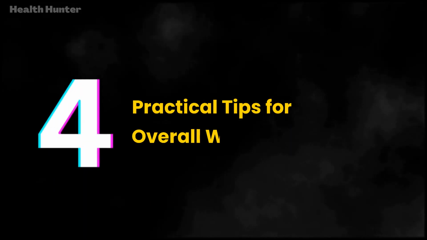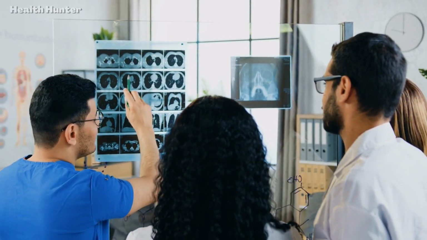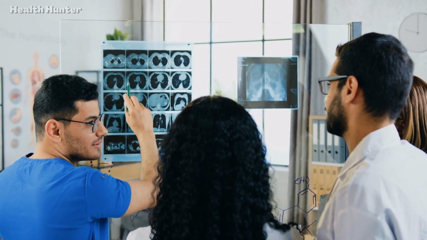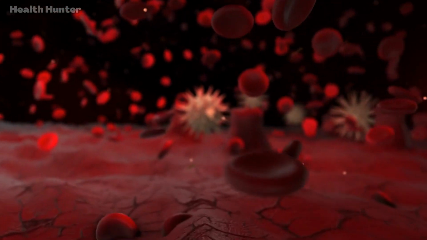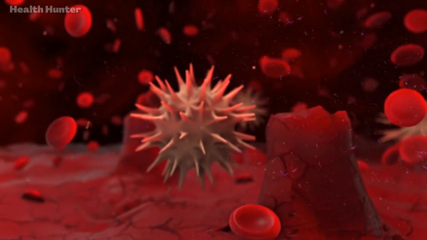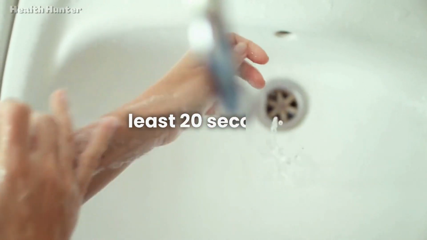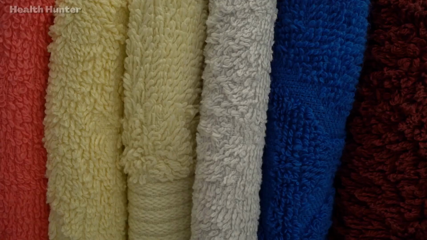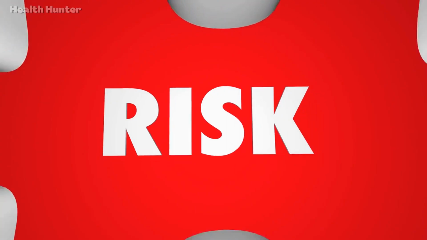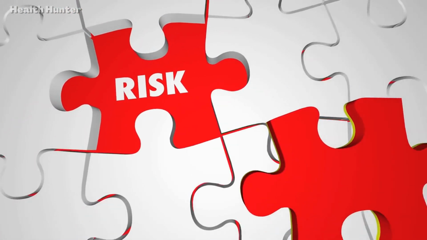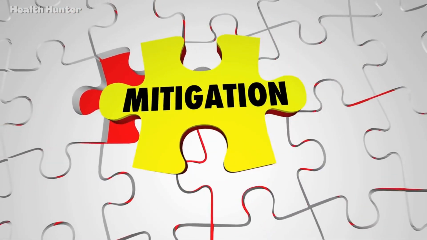Number 4. Practical tips for overall wellness. As a healthcare professional, I recommend the following practical tips to protect yourself and others. Tip number 1. Wash your hands regularly with soap and water. This is the simplest and most effective way to prevent the spread of infections and diseases. Make sure to wash your hands thoroughly for at least 20 seconds. Tip number 2. Avoid sharing personal items such as towels and utensils. Sharing personal items can increase the risk of spreading infections, so it's best to use your own items.